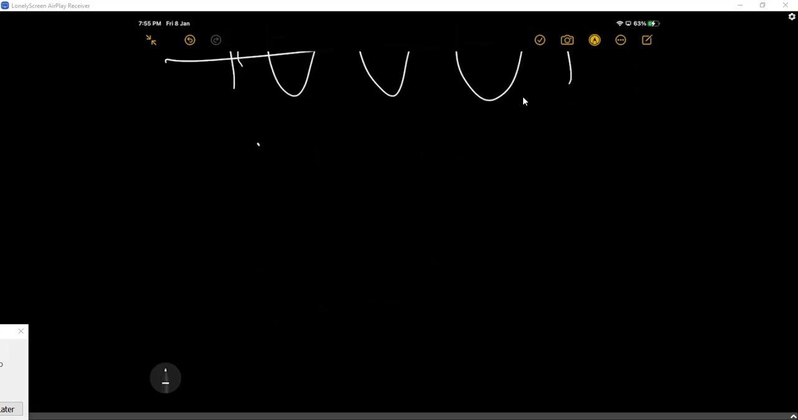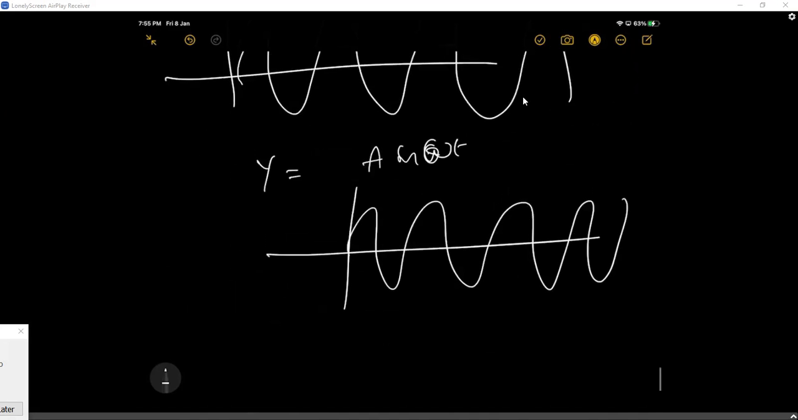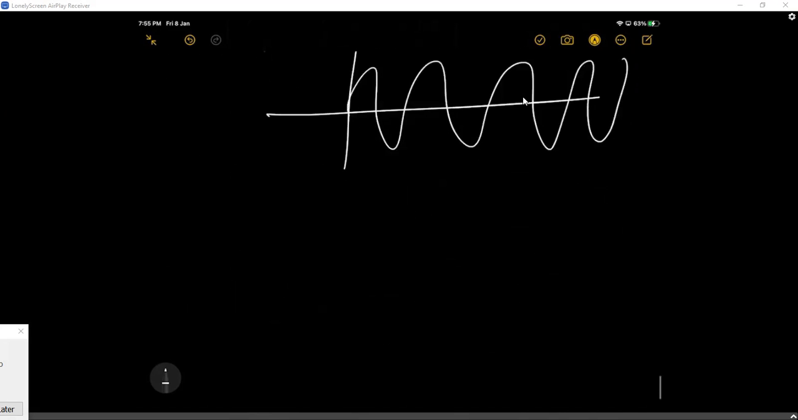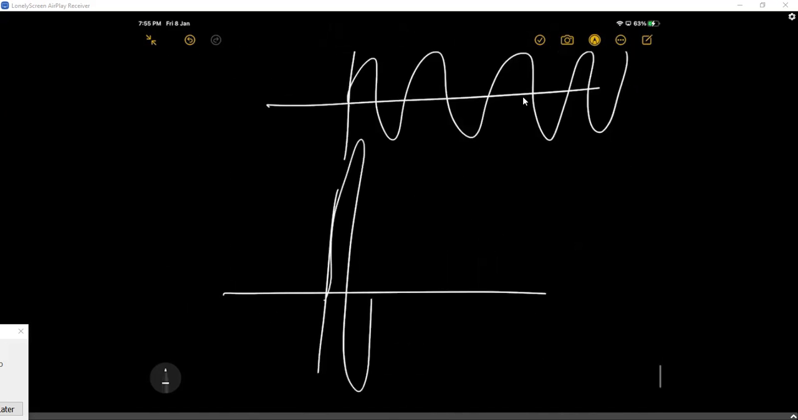Let me start with this thing. If I give you an equation saying y equals a sine omega t, what does the graph look like? It will be like a sine wave with a maximum and minus a as the minimum. What if I multiply it with 10? Then 10a will be the maximum and minus 10a the minimum. So it simply looks the same except the amplitude is amplified.